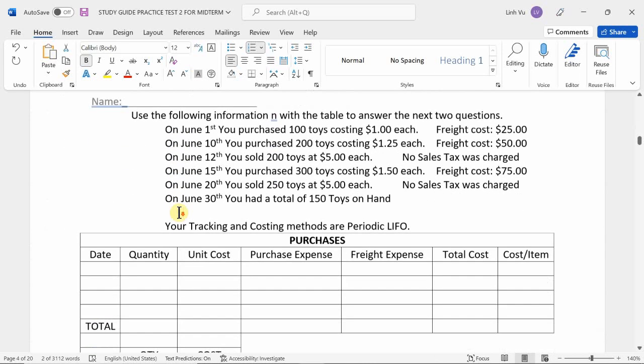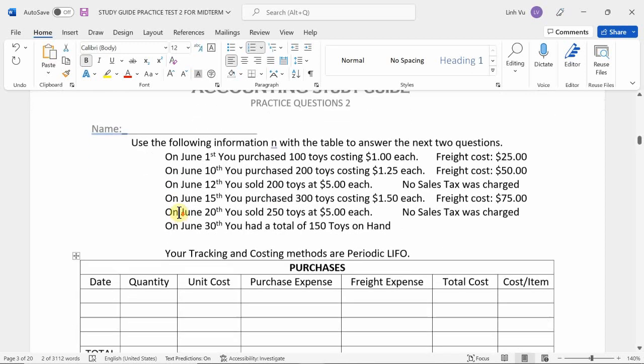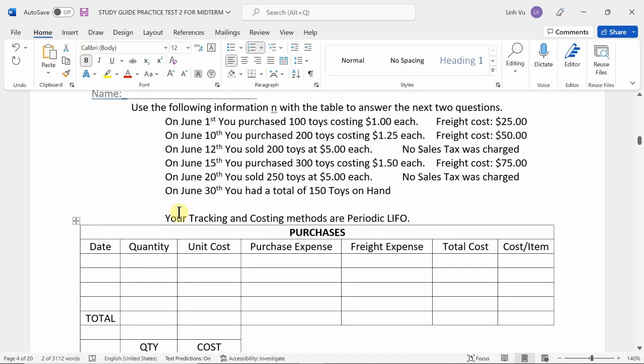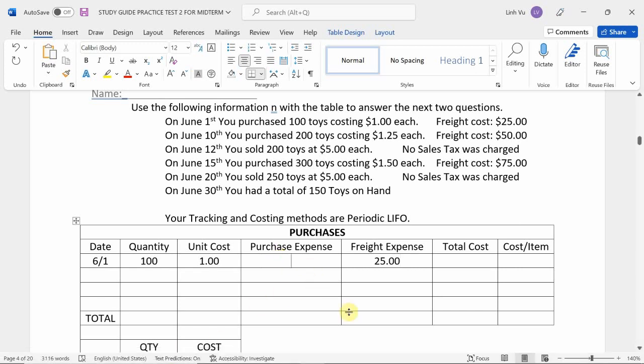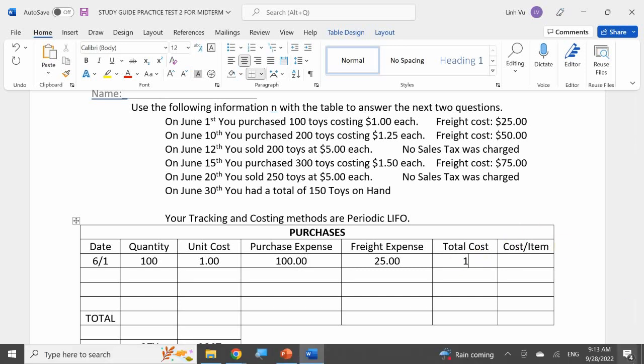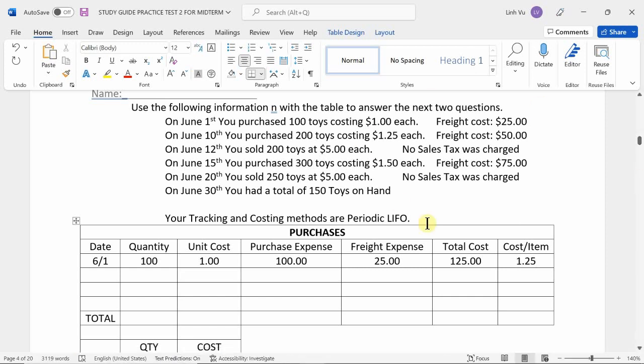Okay? All right, here's an example of a periodic inventory, because that's chapter 5. The key thing that you need to know here is that your tracking and costing method is periodic and it's LIFO. So number 1, on June 1st, you purchase 100 toys costing $1 each, and the freight cost you $25. So June 1st, 100 units at $1 each with a freight of $25. What is your purchase price? $100. What is your total cost? 125. What is your cost per item? $1.25.